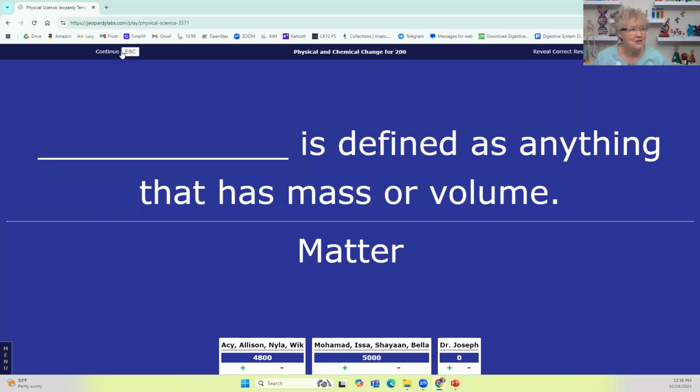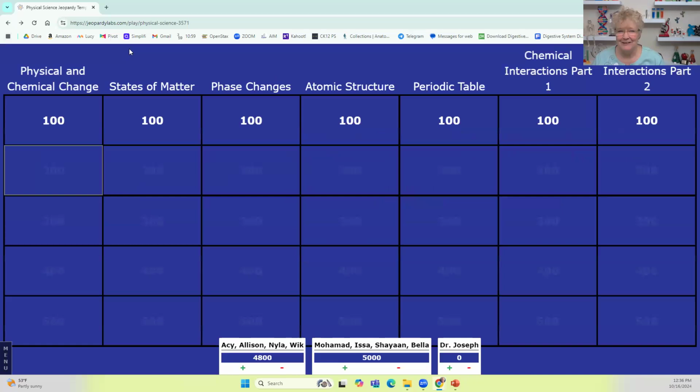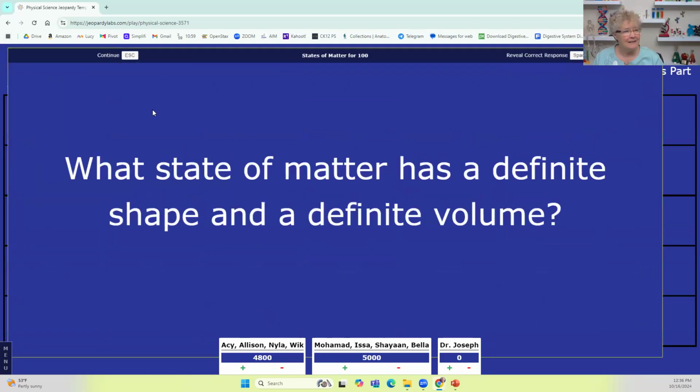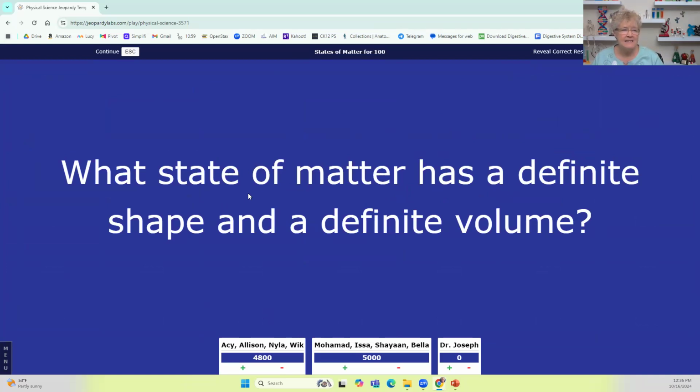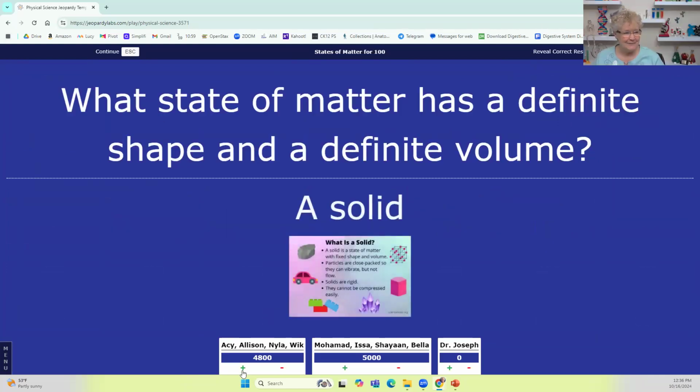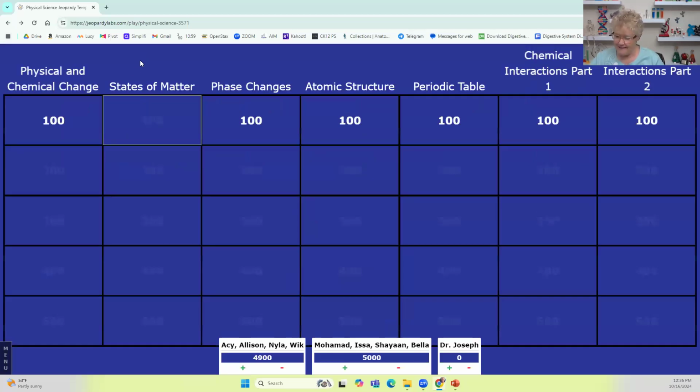All right, guys, we're down to just the hundreds now. So Allison was last. Nyla. States of matter 100. What state of matter has a definite shape and a definite volume? Solid. That is a solid. Very good. And we'll give you the points. And now Muhammad again.